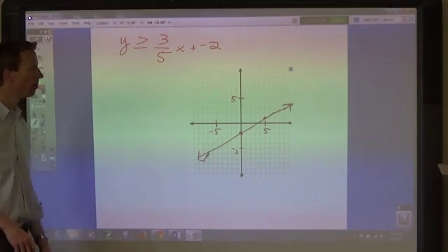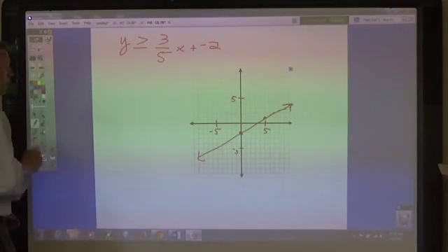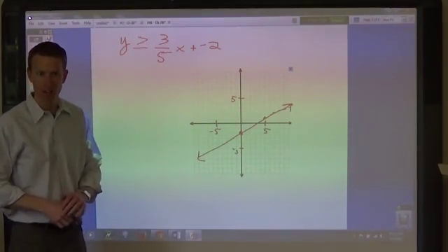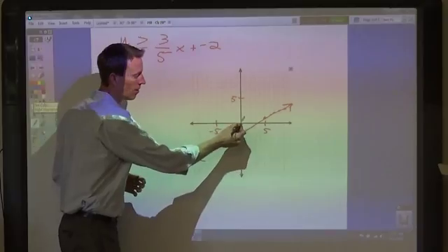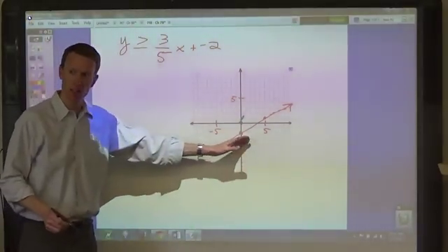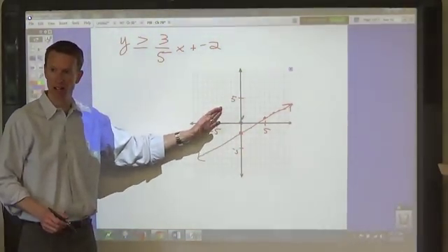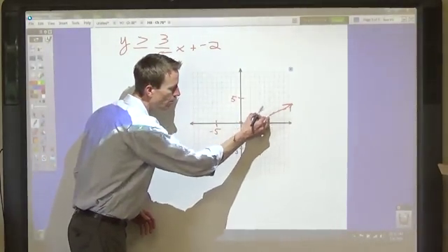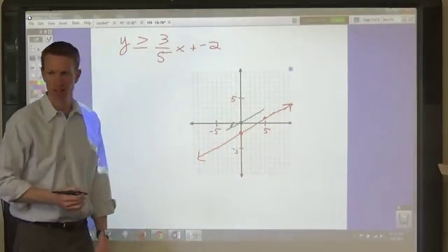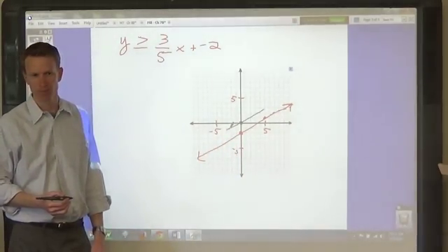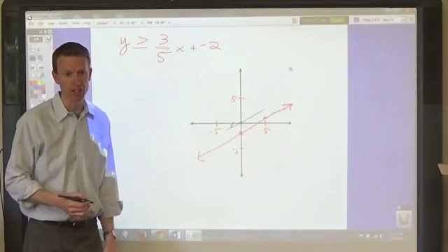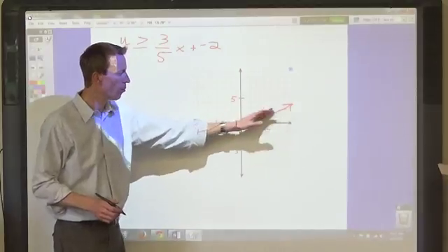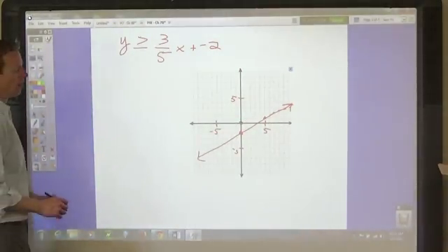Okay. Now, you want to pick a point that's on one side of this line. The easiest point to work with is (0, 0), and it's on the top left side of the line. If our line went through (0, 0), then we couldn't pick that. Especially if it's a dashed line, then you definitely can't pick it. So pick a point that's on a side of the line.